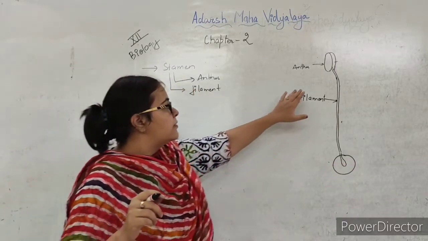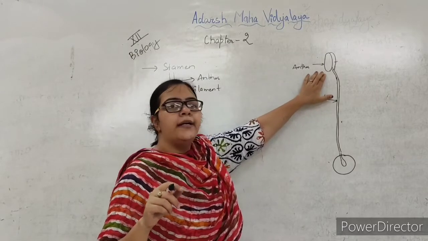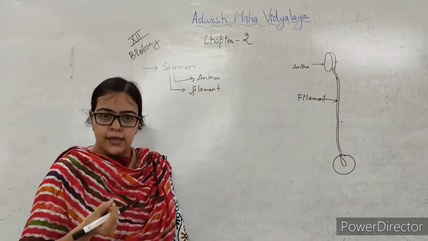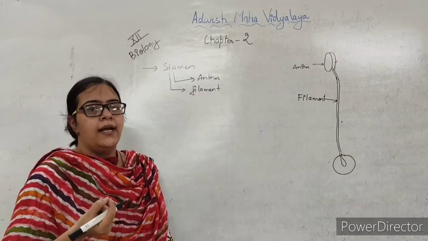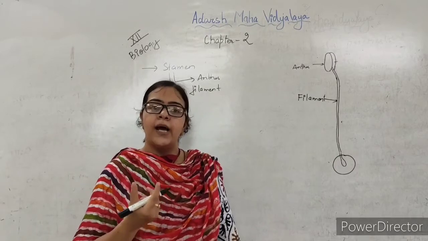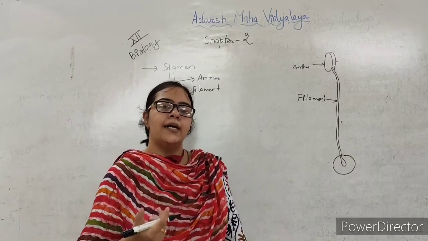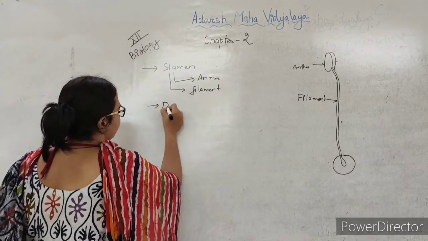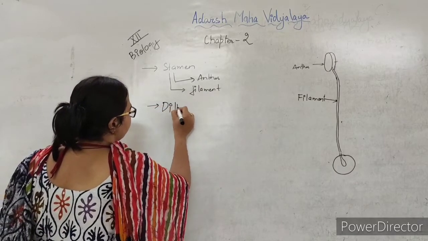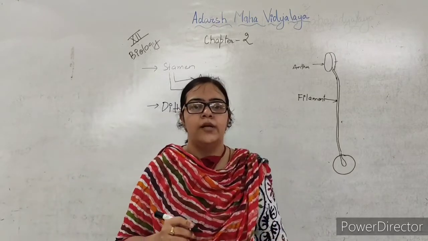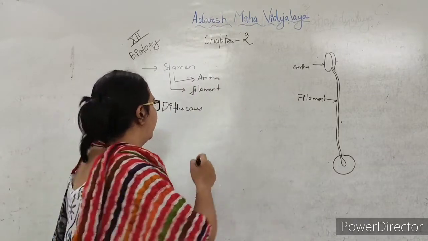Now this bilobe structure will be divided into compartments, and each compartment will be called as theca. So we can say that angiosperm anther is bilobed with each lobe having two theca, and that condition is known as dithecous.